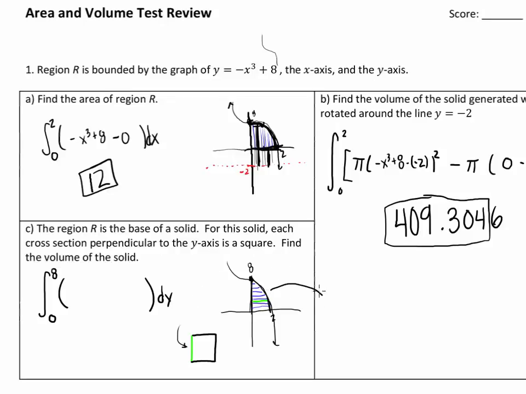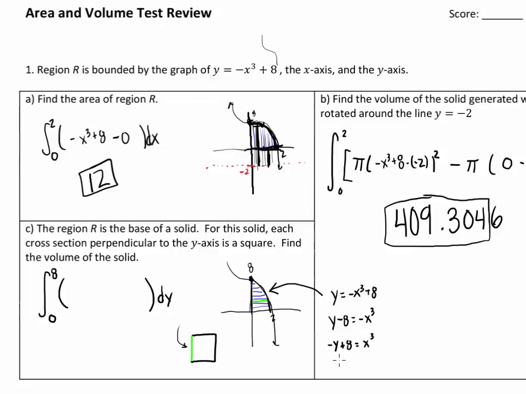So I'm going to write my work over here. I have y equals negative x cubed plus 8. Let's get the x by itself. I'm going to subtract 8, so y minus 8 equals negative x cubed. Multiply everything by a negative, so I get negative y plus 8 equals x cubed.